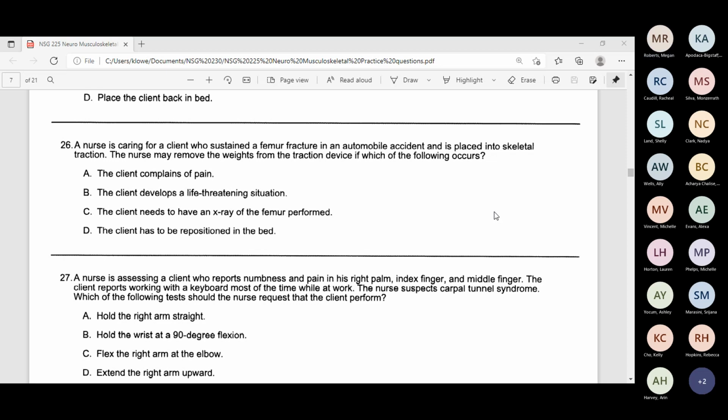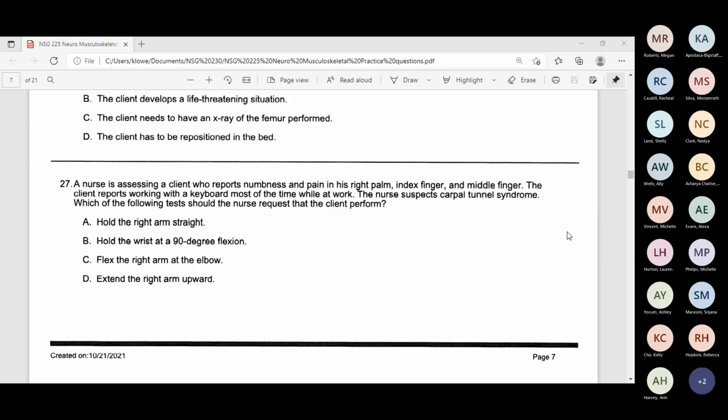So thinking of all those, we're not supposed to remove weights, but what would be the thing that would make us? If they developed a life-threatening situation and we had to remove them to, I don't know, get them on a hard backboard or do compressions or something like that.